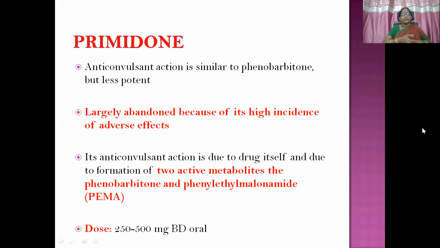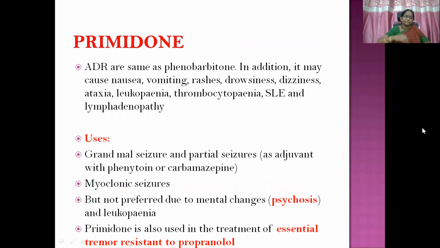Then primidone, another molecule. Anticonvulsant action is similar to phenobarbital, but less potent. Largely abandoned because of its high incidence of ADR, and metabolized to phenobarbital and PEMA, that is phenylethylmalonamide. Dose is 250 to 500 mg BD oral. ADR are the same. Apart from that, the miscellaneous side effects also you will be seeing. And uses: grand mal seizures, partial seizures as adjuvant or with phenytoin or carbamazepine. Then myoclonic seizures, but not preferred due to mental changes.